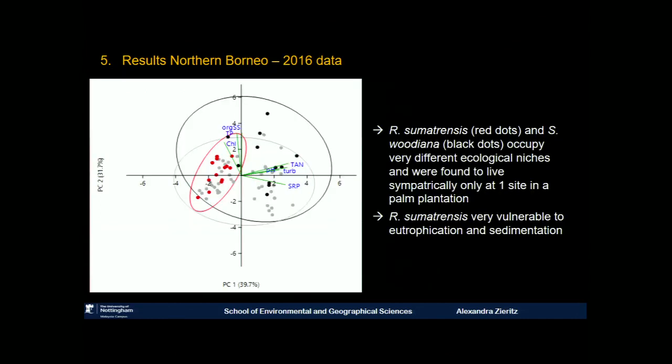These are just my preliminary results. I have very little about the ecology of these two species. So this is the native one, the red one, the black one is the non-native one. It has a very, very large niche. It loves anthropogenically altered habitats, so it doesn't mind nutrient enrichment, etc. Whereas the native one is quite sensitive to eutrophication, etc.